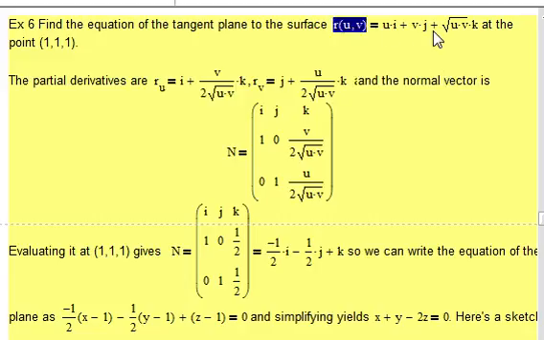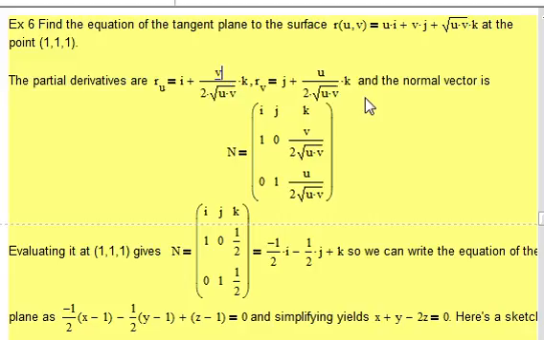Partial of this with respect to v: 0 i plus 1 j plus, same story, only with the u in the numerator instead of v, times k. You know why that u is there? Because this is u times v, the derivative of u times v is u, and that's why it's here. That's why this one was v, same reason. The v is a constant, the u is the variable, so the derivative of the inside function would just be v.